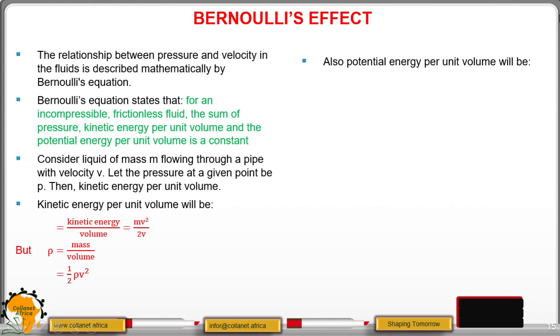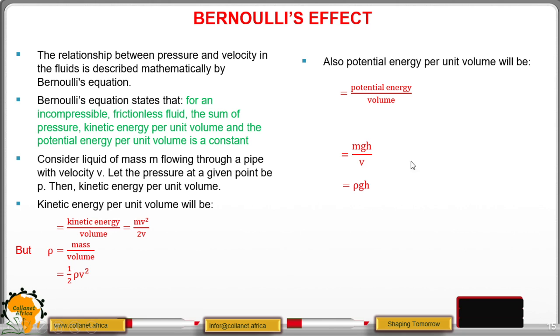Also, potential energy per unit volume will be potential energy divided by the volume, where we'll have mass times gravitational constant times the height, or what we call the elevation, divided by volume.